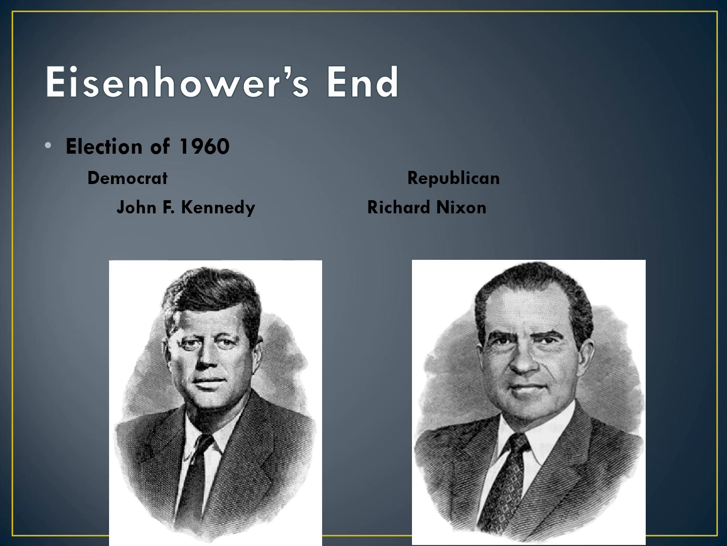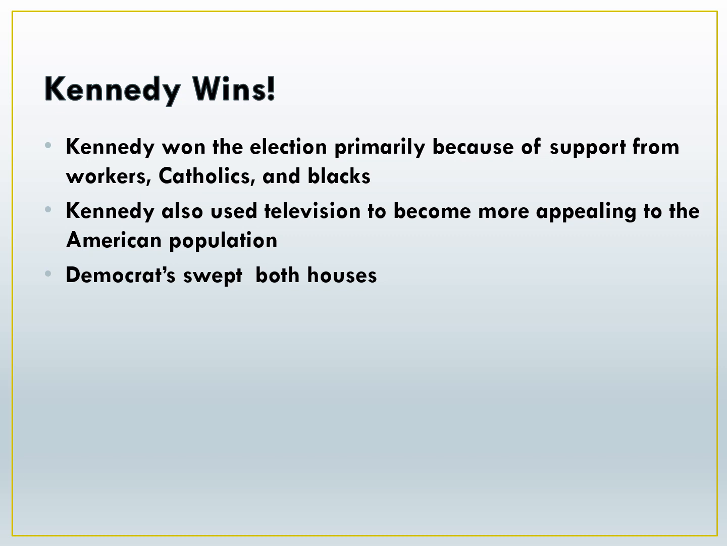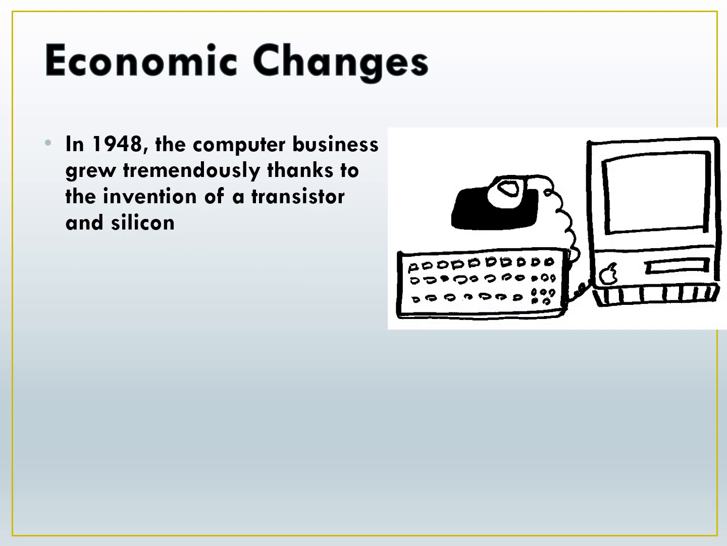In 1960, in that election, Eisenhower will not run for a third term because he can't. And you have the Democrat, John F. Kennedy, up against the Republican vice president, Richard Nixon. Kennedy wins, primarily because of his support from workers, Catholics, and blacks. Television would play a huge role as Kennedy and Nixon would debate. Nixon just didn't do well in front of the camera. And interestingly, the Democrats sweep both houses.